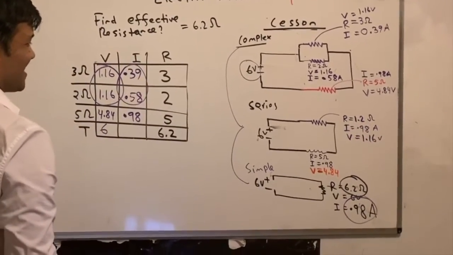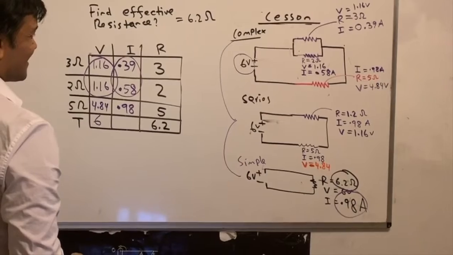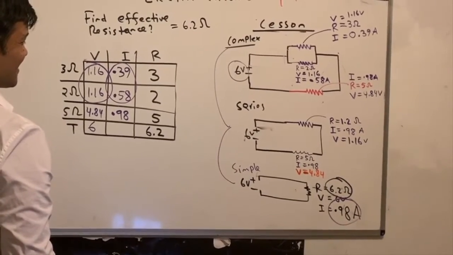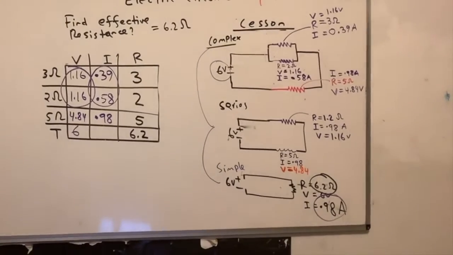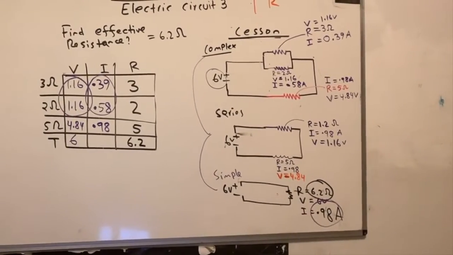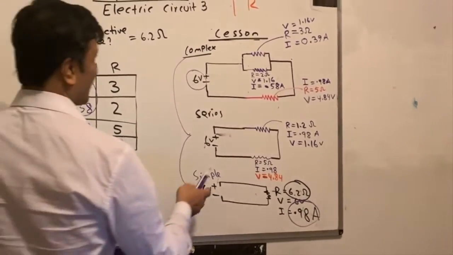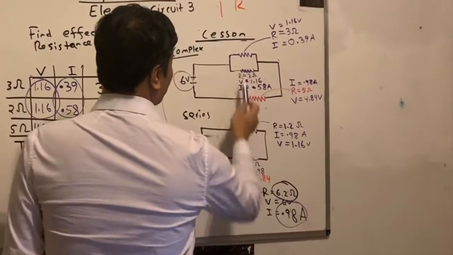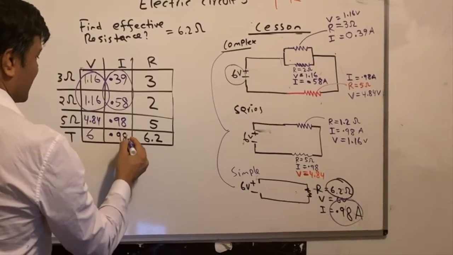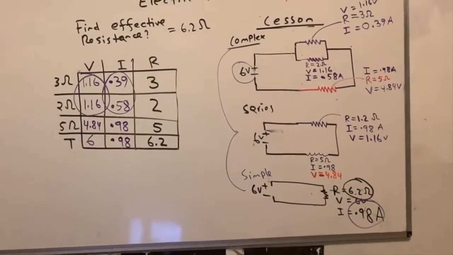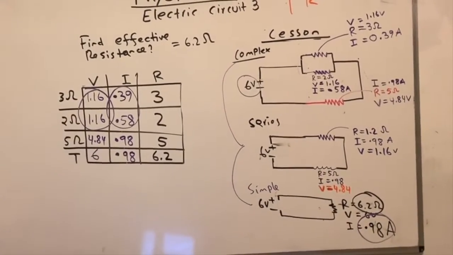And in fact, if you add them, what is it? Is it 0.98? No, I don't think so. It's 0.97, right? Yeah, 0.97. Well, because we compromised on the decimals. So whatever, it is 0.98. Now, voltage drops, okay?